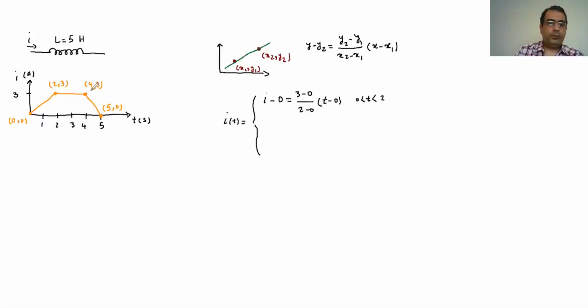Then between 2 and 4 seconds, we know it's constant, so we don't need to do this equation. So it's 3 between 2 and 4. And then from 4 to 5, we have I minus I2. So I have the 3 and the I2, sorry, I made a mistake here, it's going to be 1.